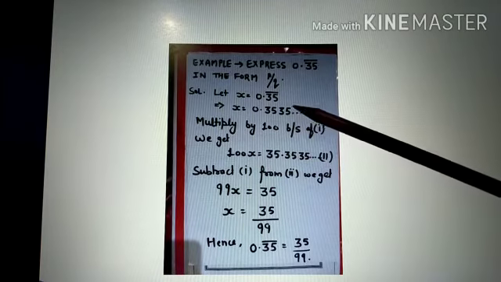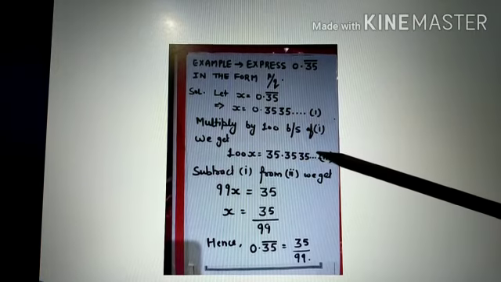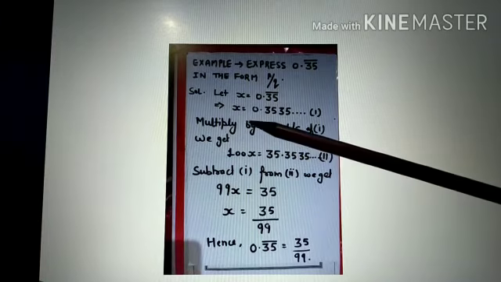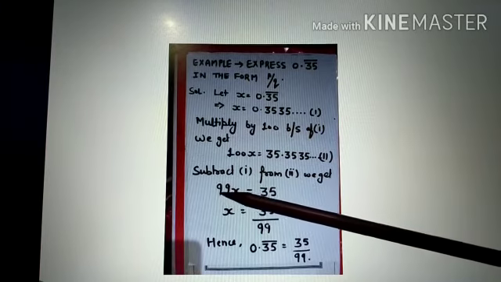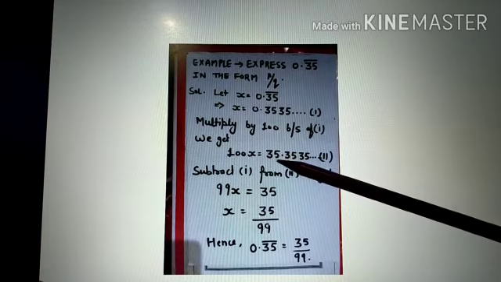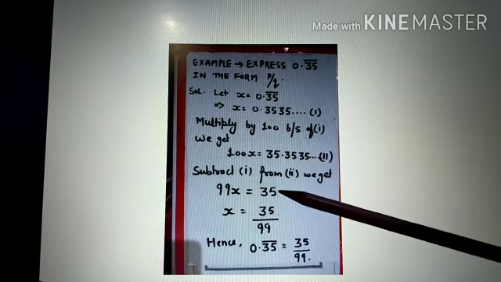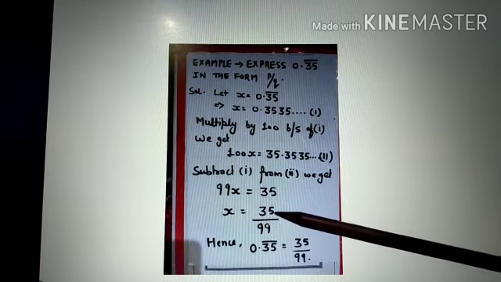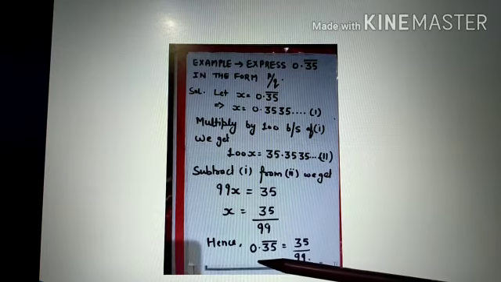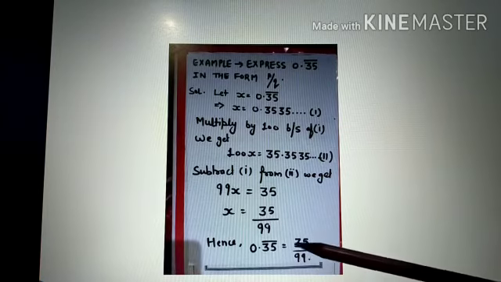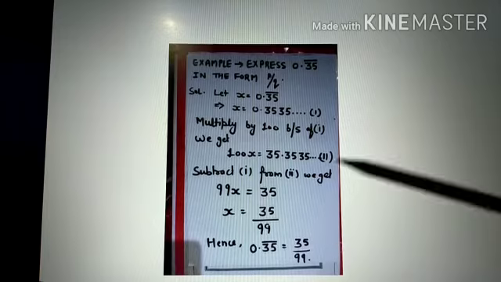Then we have to subtract equation first from equation second, so we get 99x is equal to 35. If we subtract x from 100x, we will get 99x, and if we subtract 0.3535 from 35.3535, we will get 35. Therefore, x is equal to 35 upon 99. This is in the simplest form. Hence, 0.35 bar is represented as 35 upon 99. This is the P by Q form, or we can say this is the rational number.